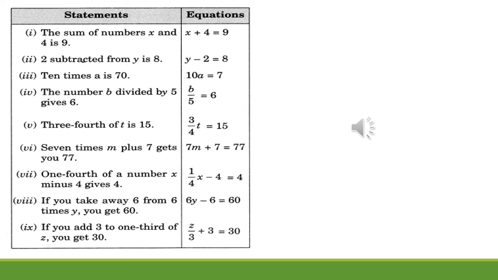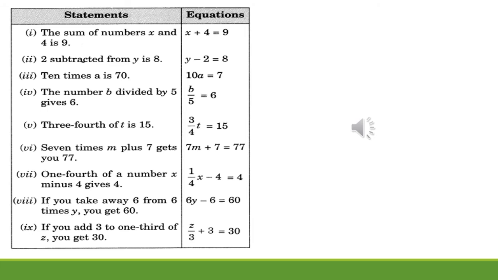Part 1, the sum of numbers x and 4 is 9. So sum of number x and 4 is x plus 4, and that is equal to 9. So x plus 4 is equal to 9 is the equation. Similarly, in part 2, 2 subtracted from y is 8. So y minus 2 will give us 2 subtracted from y, that is equal to 8. So the equation is y minus 2 is equal to 8.